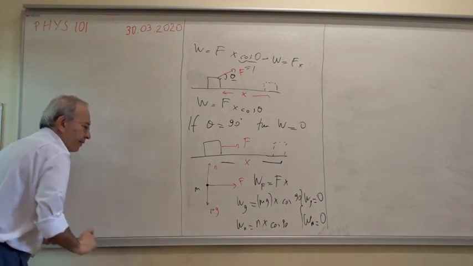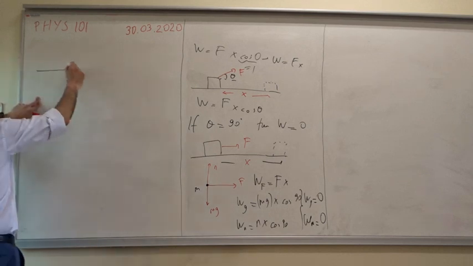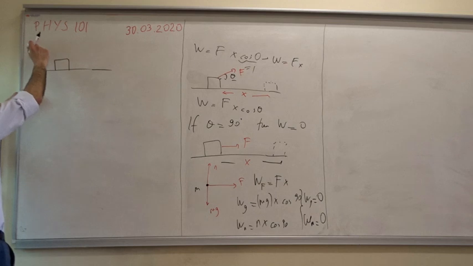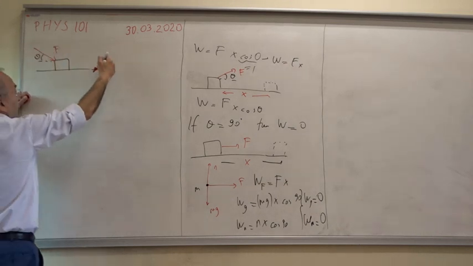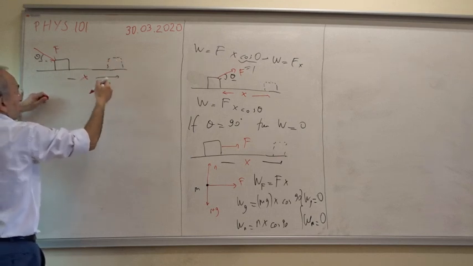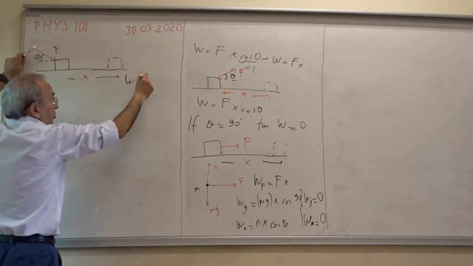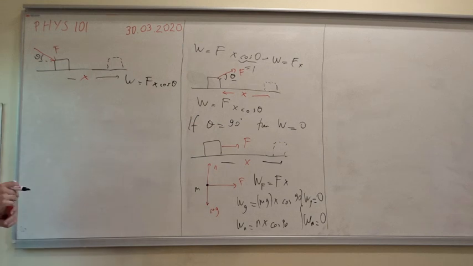Now let me compare a few cases based on this. For instance, if you apply a force making such an angle and bring it to a new position, x is the displacement from the beginning and this angle is theta. Again, W equals F times x times cosine theta.